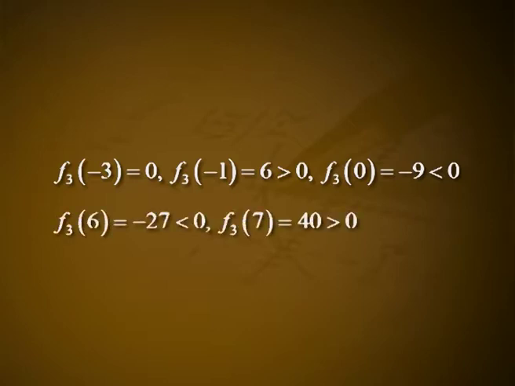Here f3 of minus 3 equal to 0, f3 of minus 1 equal to 6 which is greater than 0, f3 of 0 equal to minus 9 which is less than 0, f3 of 6 equal to minus 27 which is less than 0, f3 of 7 equal to 40 which is greater than 0. Then minus 3 is one of the eigenvalues, another eigenvalue is in between minus 1 and 0, and the third eigenvalue is in between 6 and 7.